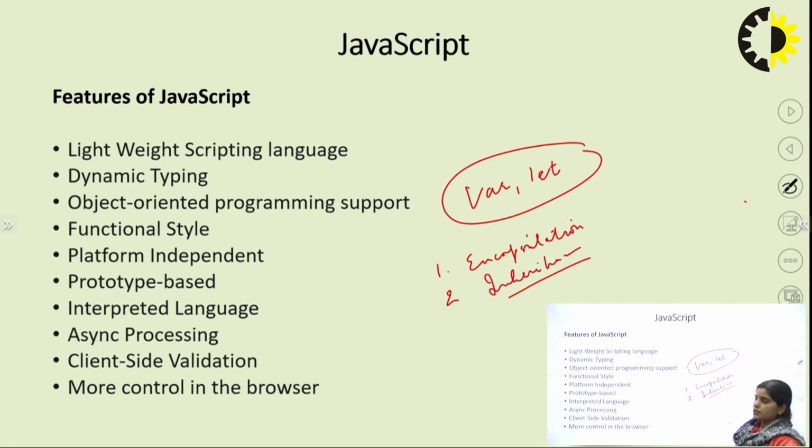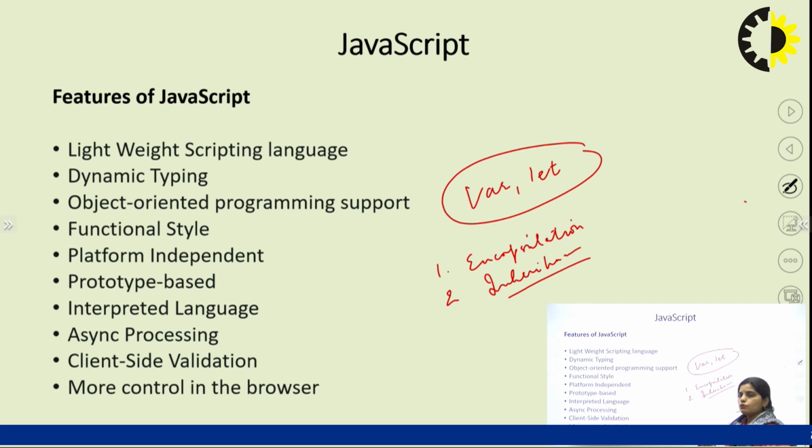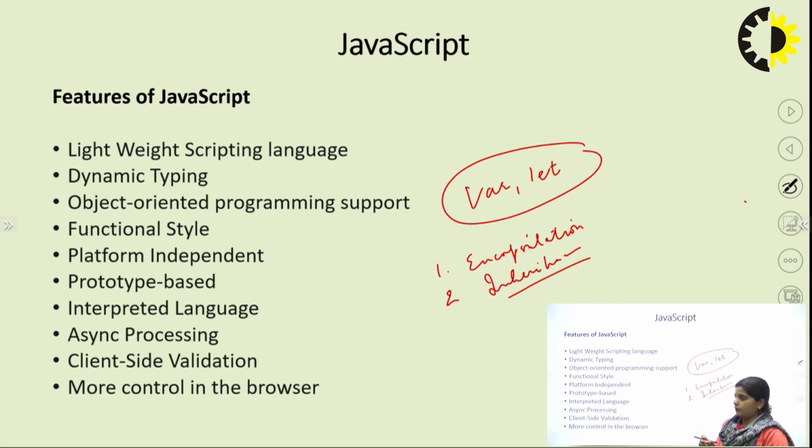The fourth one is functional style. Just like we create functions in other languages, similarly in JavaScript the functions which we create can also be used as objects and can be used to further create objects, or more objects can be combined in those particular functions. That's why this is known as functional style also. The next one is platform independent. JavaScript is platform independent, or portable, meaning the code which we write in JavaScript can be written once and run anytime and anywhere.